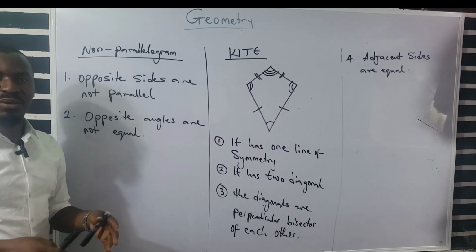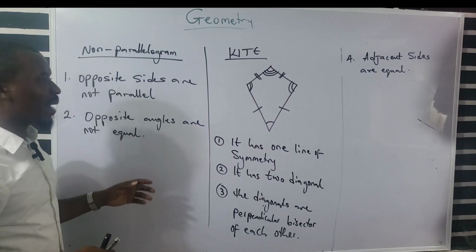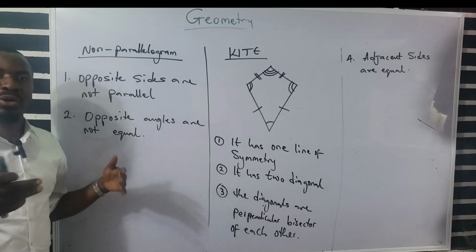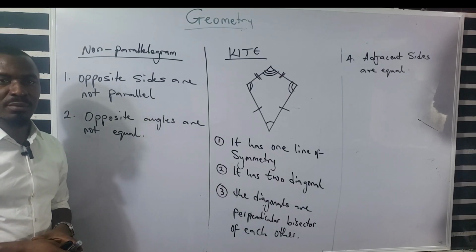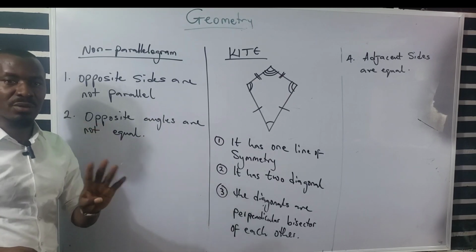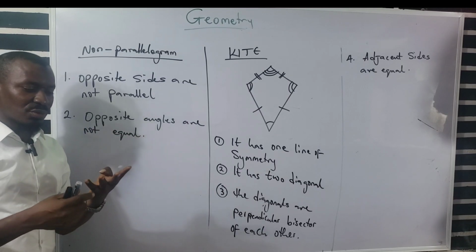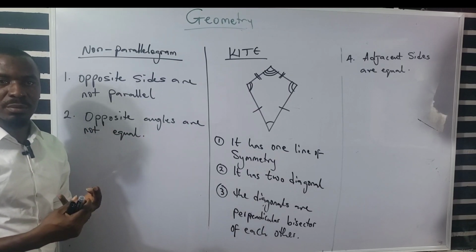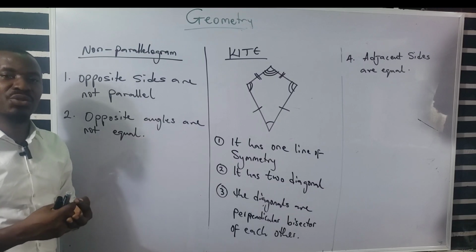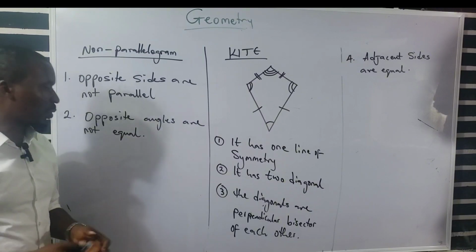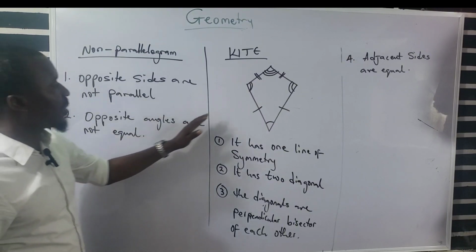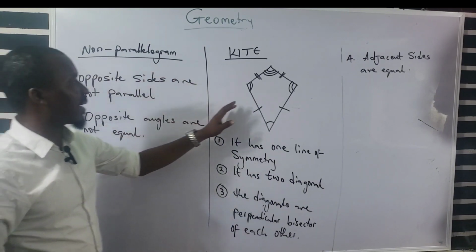Also, the opposite angles of a non-parallelogram are not necessarily equal. I have a reason for saying not necessarily, because you might just have two that are equal, but the other ones will not be equal. Of course, we have four angles in a quadrilateral. Two facing each other might be equal, but the other two might not be equal. Okay. Now, the first shape under non-parallelogram is a kite.